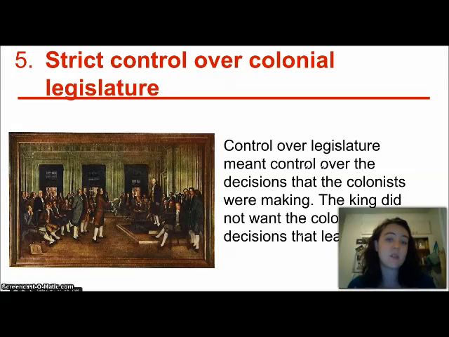And that's because they didn't want the colonists making decisions that were going to go against what the king wanted. The king would lose money, the king would lose power, and Great Britain's whole entire goal at this point was to become very powerful. So they had to take over the colonies and keep the colonies from having any control over legislature and decision making. So these are the 5 reasons that we see that cause the rebellion in the colonies.